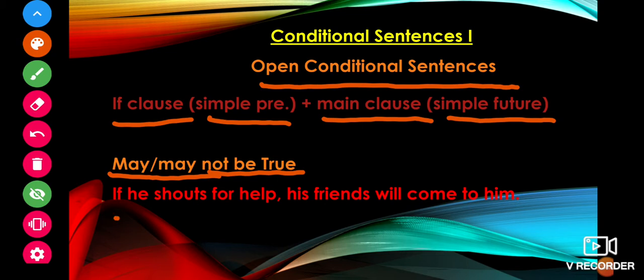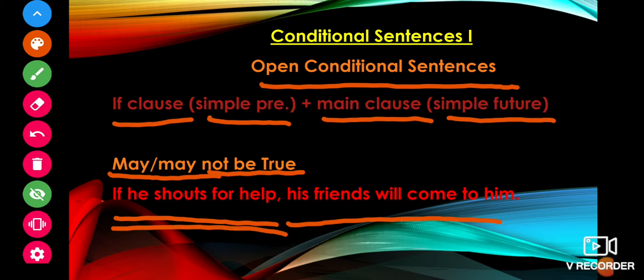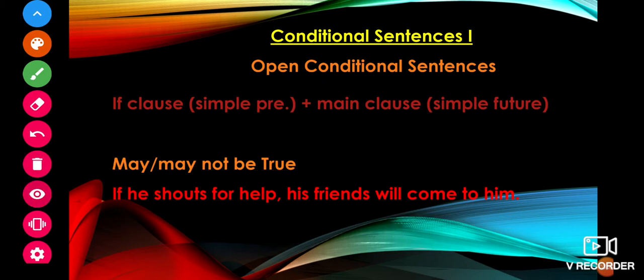For example, if he shouts for help, his friends will come to him. Now this may or may not be true. He may or may not shout for help, or when he shouts, his friends might or might not come for help. So, I hope you have understood this. Let us move on to the next type of conditional sentence.